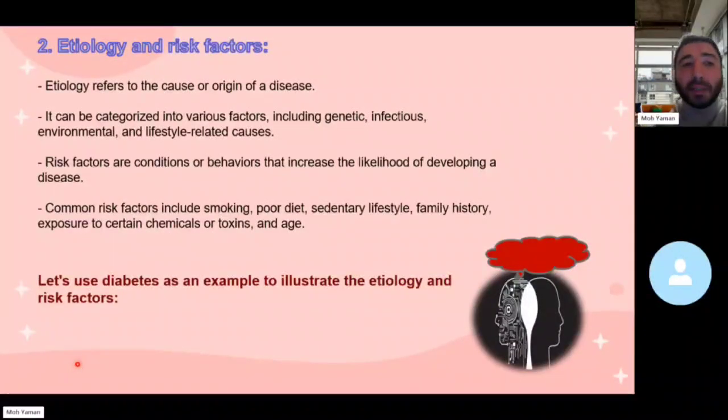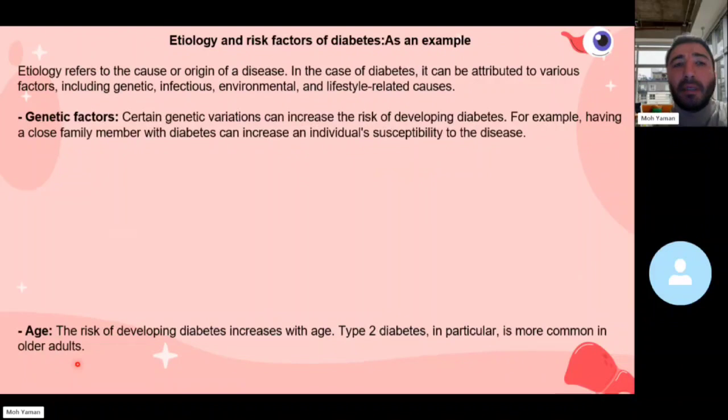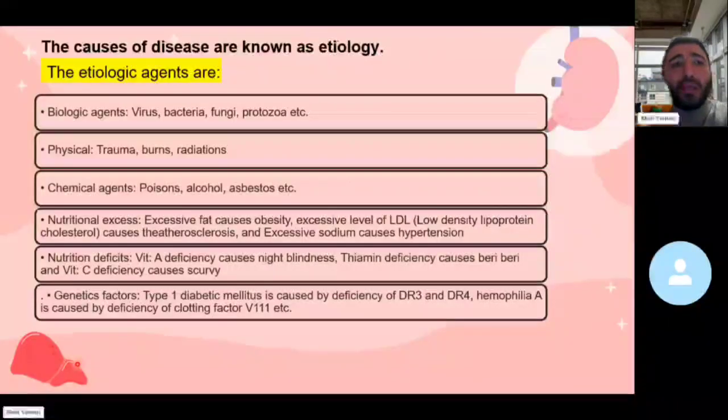Etiology and risk factors. I just want to show some etiology and risk factors. Before I take an example, there is the biologic agent: all the microorganisms, virus, bacteria, fungi, protozoa, and so on. Physical factors: there's trauma, burns, radiations. As well chemical agents: alcohol, asbestos, poisons as well.